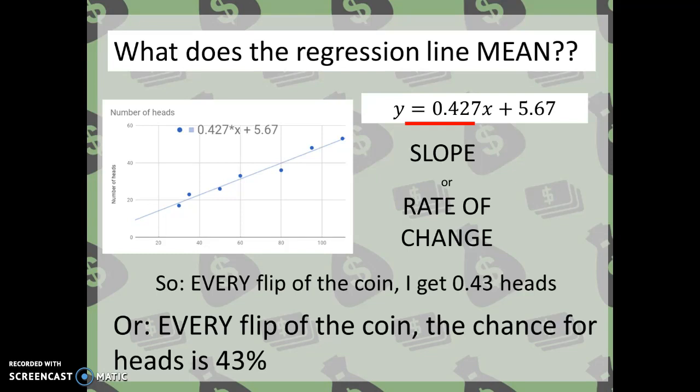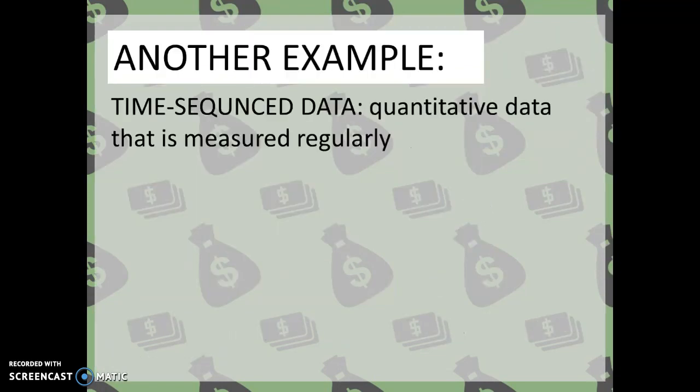50-50 is perfect, but sometimes you get lucky and sometimes you don't, and so the heads and tails work out differently. So that's the idea of a regression line. They're letting us represent non-perfect data, imperfect data. Let's look at another example.